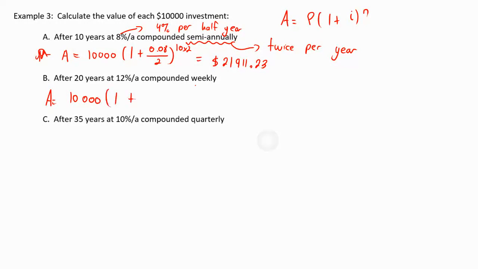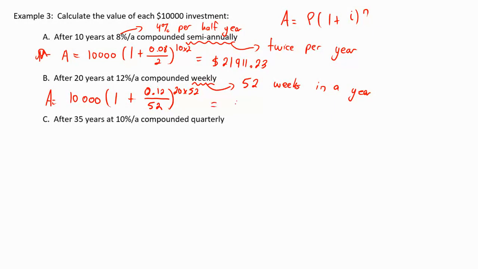Now, weekly, because this should be common knowledge, but hopefully we know that there are 52 weeks in a year. So we're going to go 0.12, this is 12% as a decimal, divided by 52, and it's 20 years times 52 weeks in the exponent. So we have 10,000 times (1 plus 0.12 divided by 52), exponent 20 times 52.